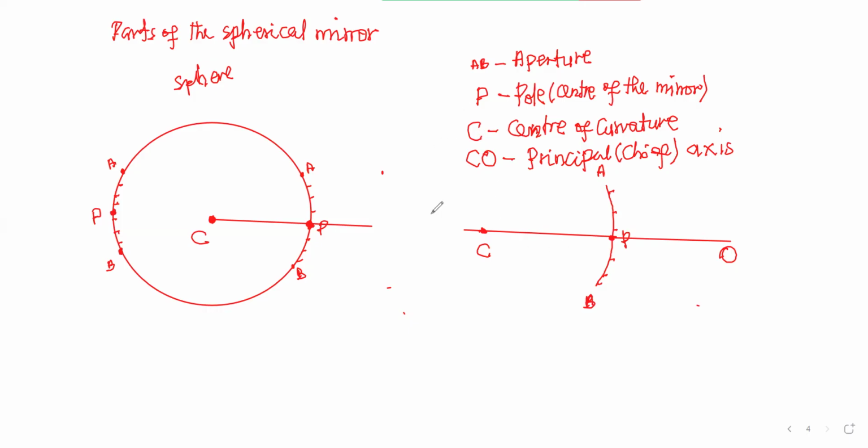Now this distance, okay, before I talk about distance, there is also another point on the principal axis where rays that are close to the principal axis and also parallel to it would converge. So if the ray is close to the principal axis and also parallel to it, after reflection, for a concave mirror, it will converge on the principal axis.